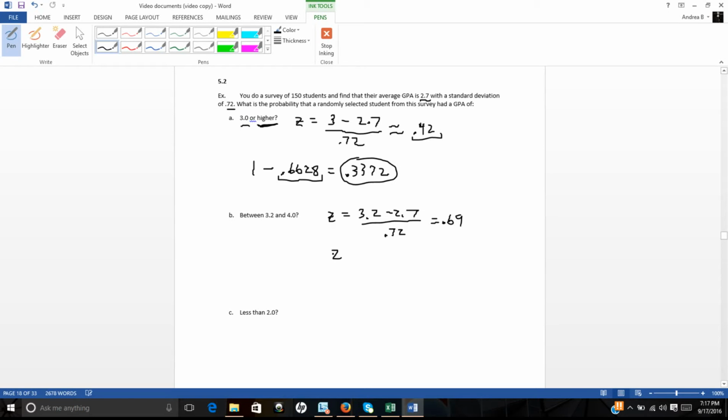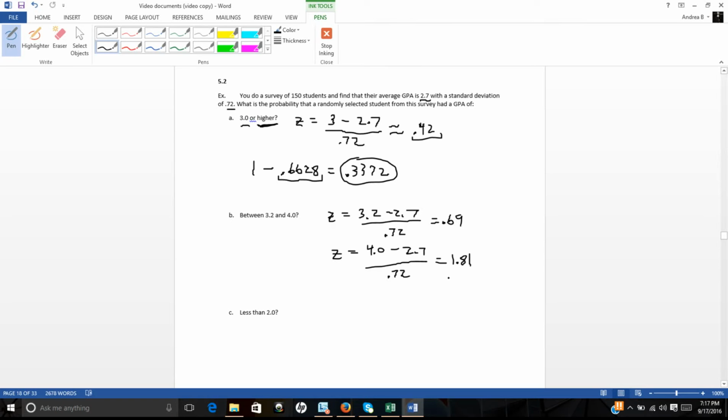And for the other one here, for the 4.0, 4.0 minus the mean, divided by the standard deviation again. For that one, we get 1.81. Make sure you're careful once again in terms of rounding. Make sure you're getting those z-scores rounded correctly, to 2 decimal places, up to the hundredths place here for these.